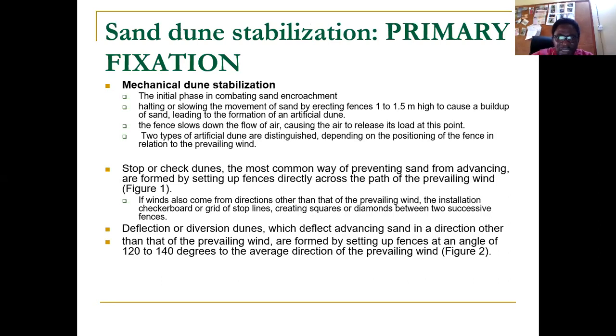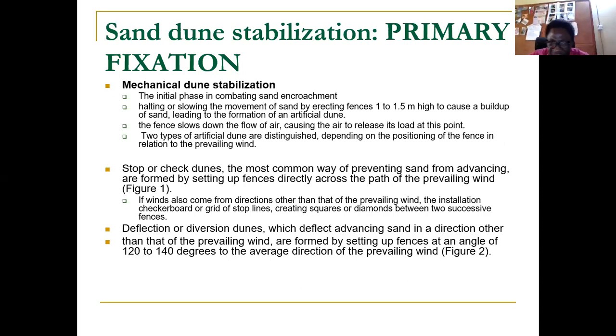And it's the initial stage of trying to combat sand encroachment, where you erect fences that are about 1.1 to 1.5 meters high to intercept the wind and create what we call artificial dunes. And the fence would also slow the flow of air, causing the air to release the sand at its load at this point when it hits the fence.